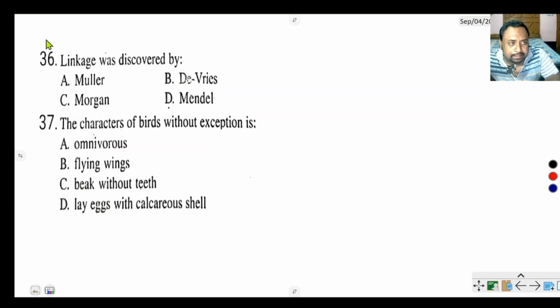Question number 36. Linkage was discovered by T.H. Morgan. Linkage means the tendency of genes to remain on the same chromosome. That is called linkage, and the genes that take part in linkage are called linked genes. Hugo de Vries discovered mutation. Mendel is the father of genetics.